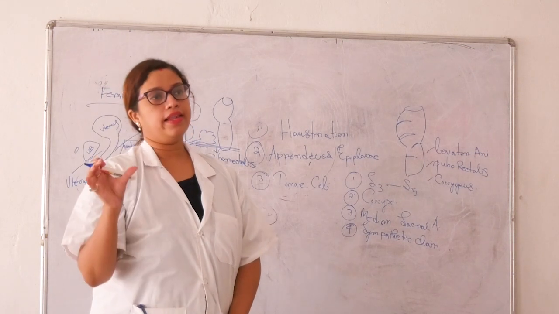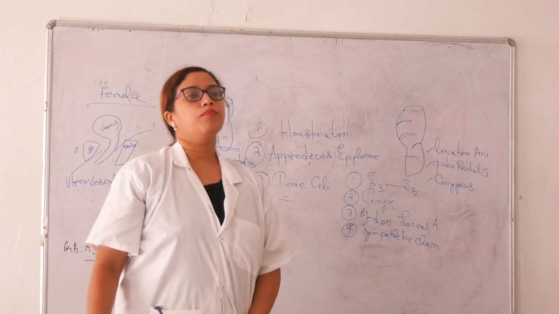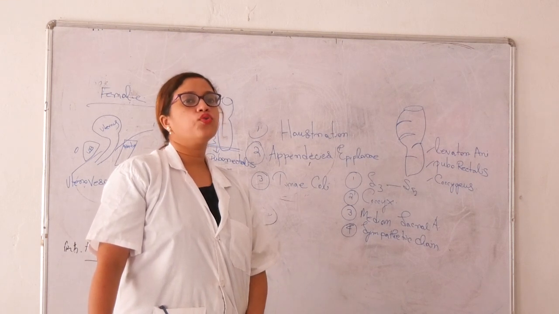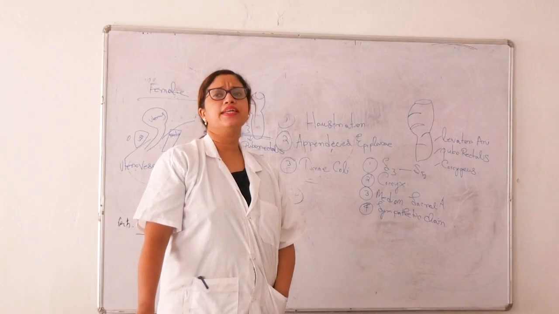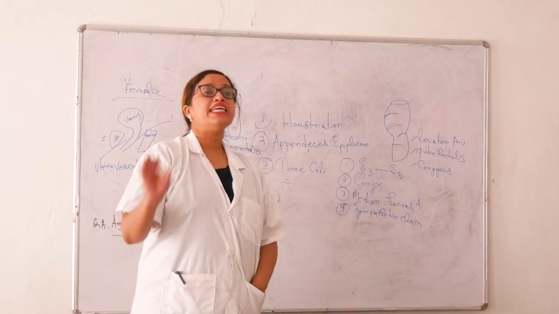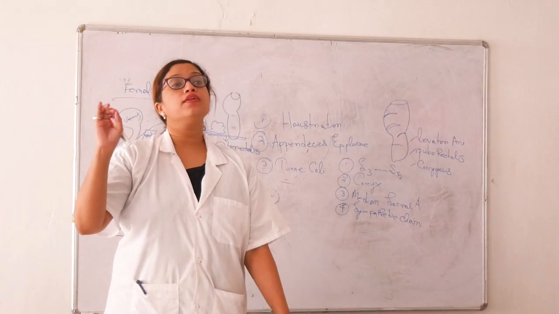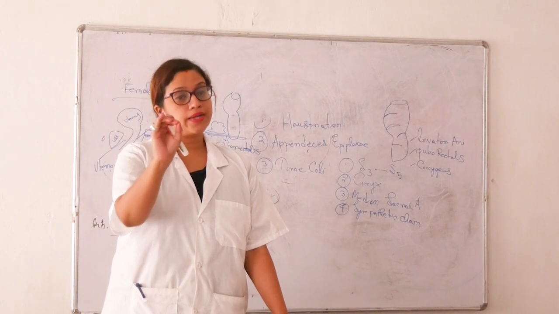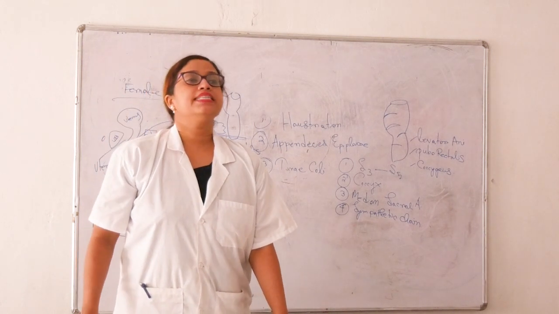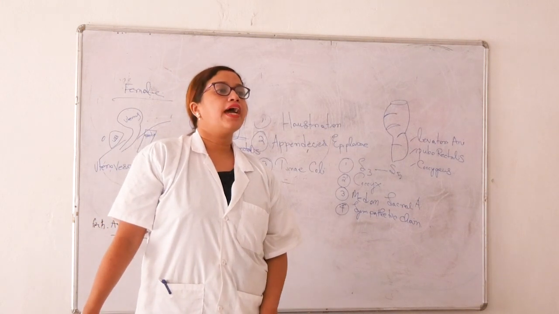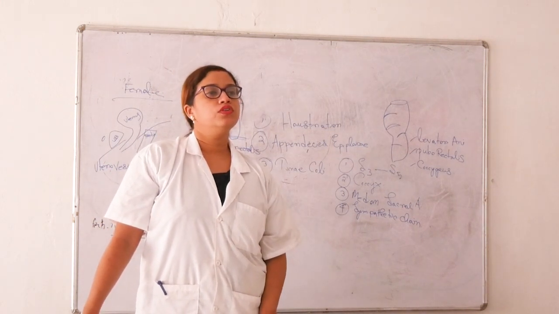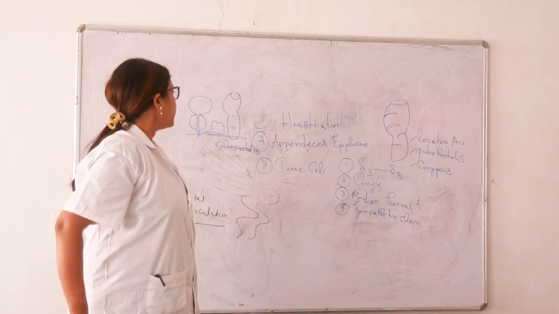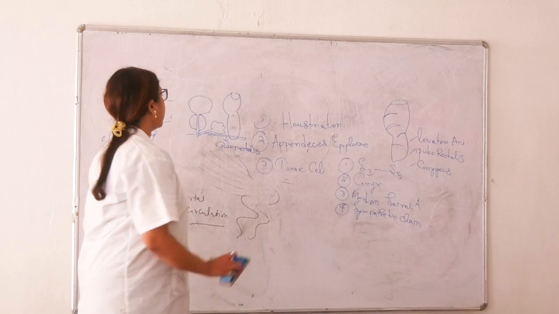See the anal canal, there is one term known as the pectinate line. So what is the pectinate line, do you know? Already we have studied it in the lower limb. So the pectinate line corresponds to the junction between the internal and external anal sphincter. Write it down. The pectinate line corresponds to the junction between the internal and external anal sphincter.